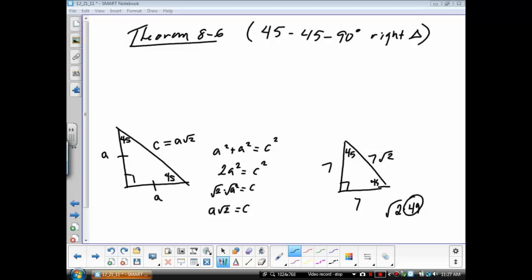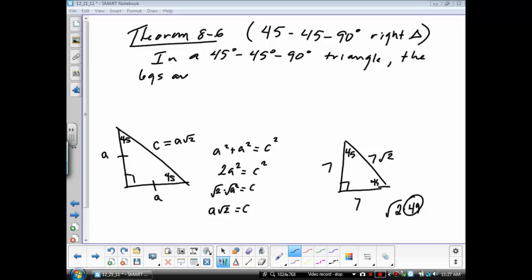So our theorem: in a 45-45-90 triangle, the legs are congruent, and the hypotenuse is square root of 2 times the length of the leg.